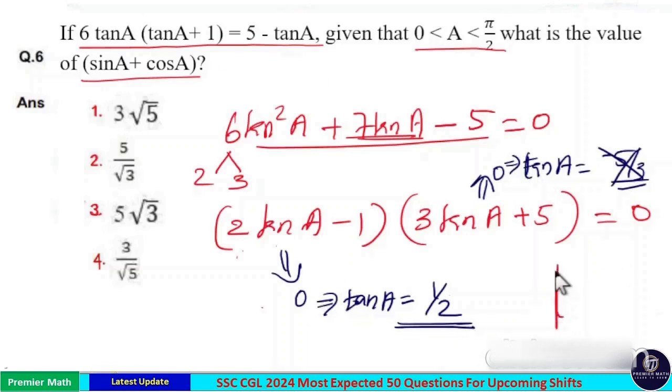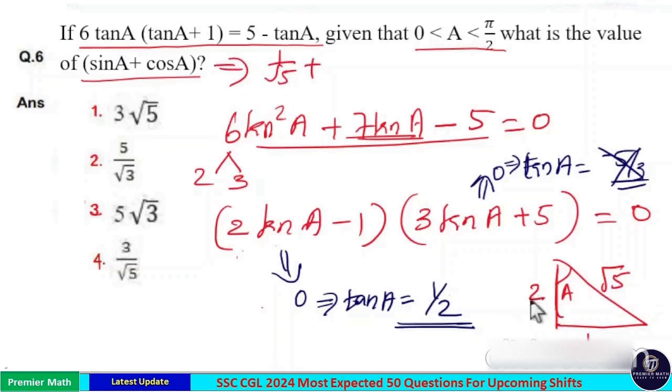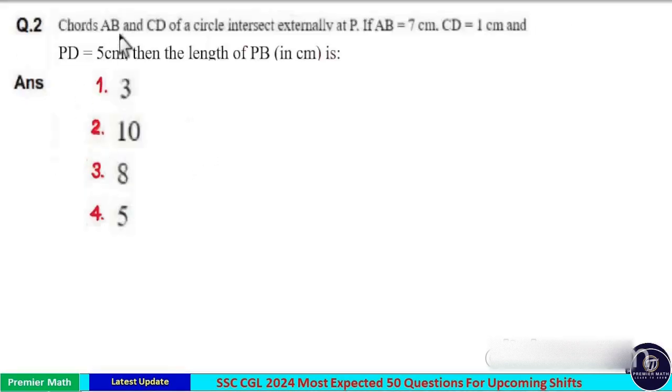Then draw a right angle triangle. Tan A is equal to 1 by 2, meaning opposite side by adjacent side is in the ratio 1:2. Now hypotenuse is equal to root of 1 square plus 2 square, which is equal to root 5. Then we can find sin A and cos A from this triangle. Sin A is equal to opposite side by hypotenuse, that is 1 by root 5, plus cos A is equal to adjacent side by hypotenuse, that is 2 by root 5, which is equal to a total of 3 by root 5. Option 4 is your answer.